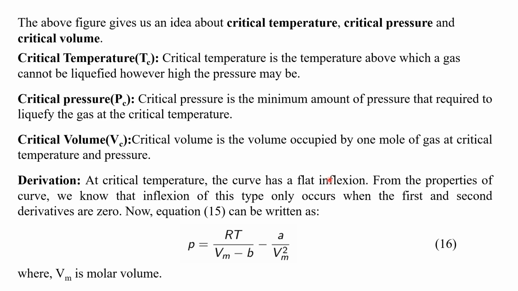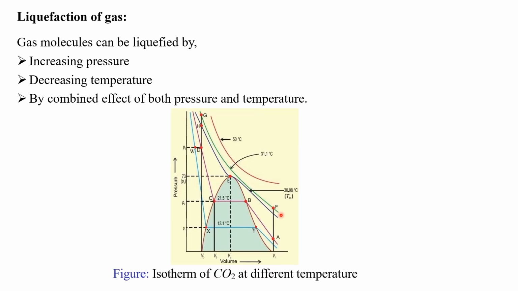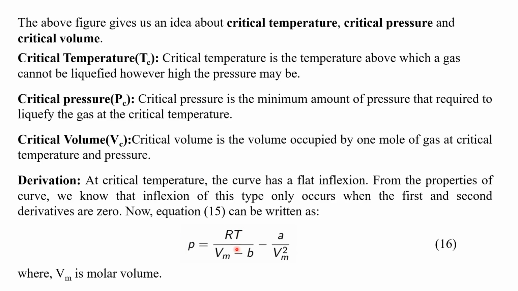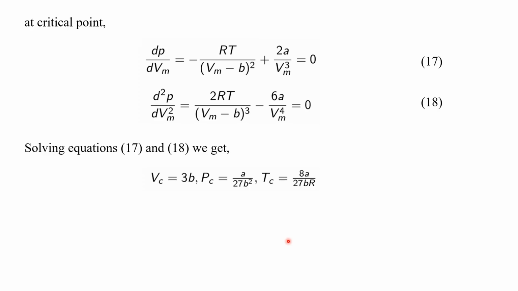Now the derivation. At critical temperature, the curve has a flat inflection. From the properties of a curve, we know that an inflection of this type only occurs when the first and second derivatives are 0. Equation 15 can be written as P equals RT by Vm minus B minus A by Vm square, where Vm is the molar volume of 1 mole of gas. V by n gives the molar volume. So at the critical point, both the first and second derivatives of pressure with respect to volume are 0.